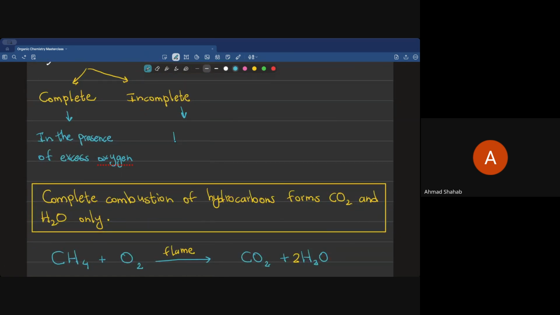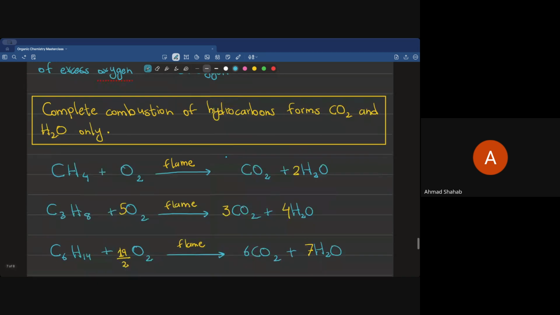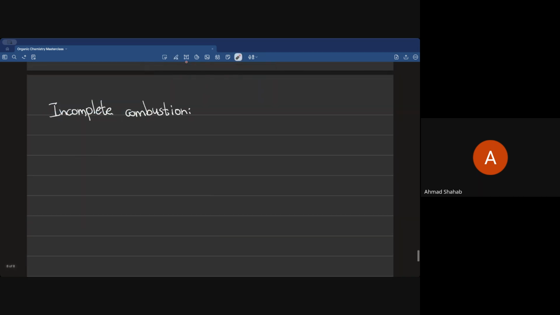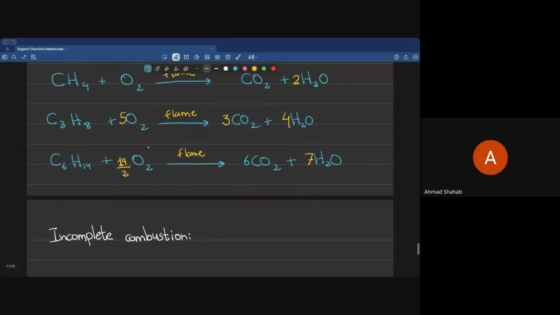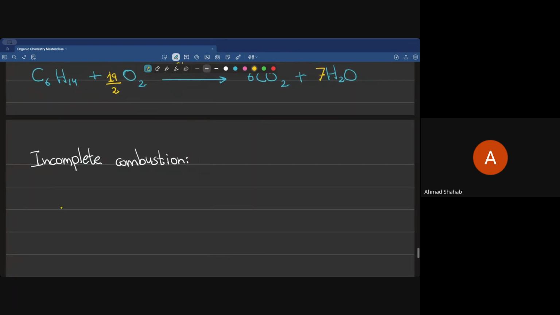We had a limited supply of oxygen. It's not enough for the compound to combust completely. And what happens as a result is, just like I had a golden rule earlier, we have another golden rule, and it says that the products will be carbon monoxide, which is a very toxic gas, and some carbon soot.